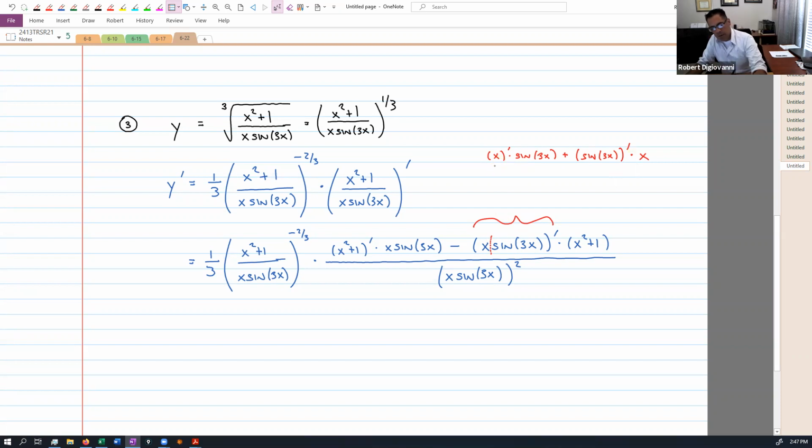The derivative of x is 1 times sine of 3x, plus, now for sine of 3x, when I take its derivative, I have a chain rule there, because I have sine of 3x. So the derivative of that would be cosine of 3x times 3. Don't forget, you have to take the derivative of the 3x, which gives you the 3, and then times the x. All of that is going to be right here, and then you multiply times this.